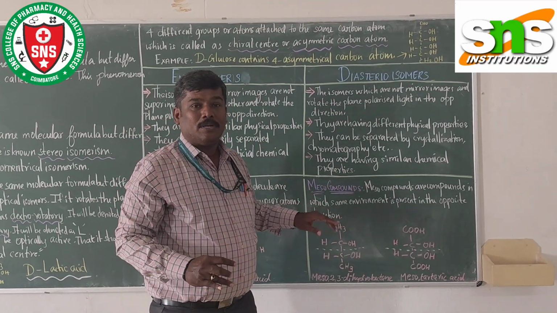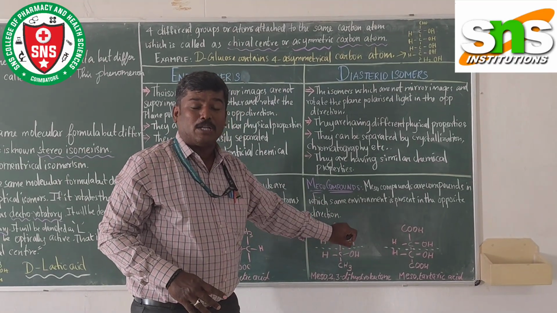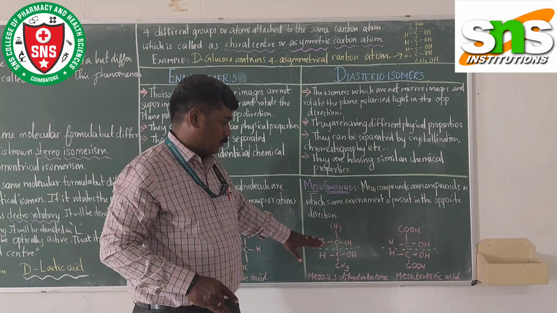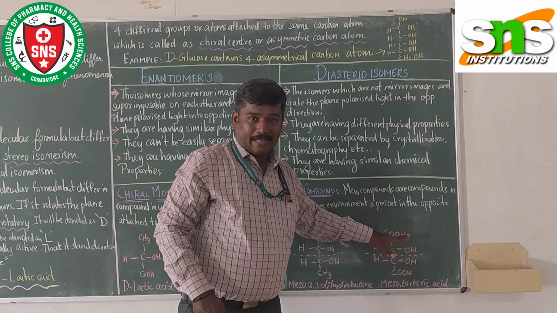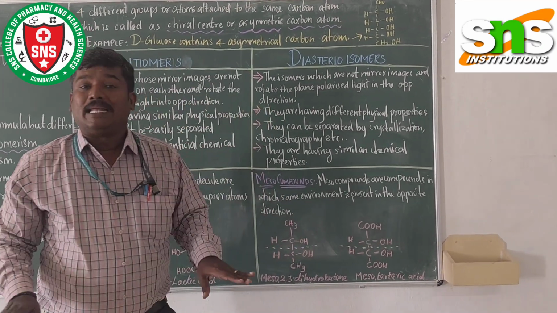So meso compounds have the same environment in the opposite direction. If you divide the molecule into two equal halves, the same environment will be present in both. This is another example, meso tartaric acid. Here also the same environment is present, so it is optically inactive.